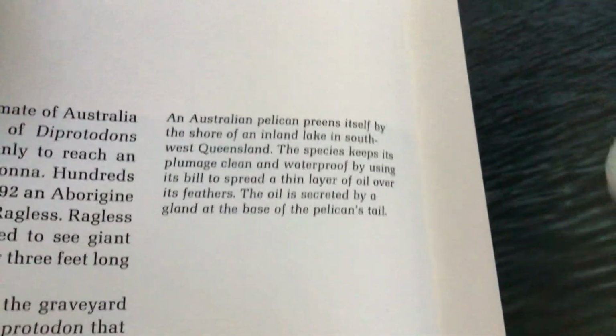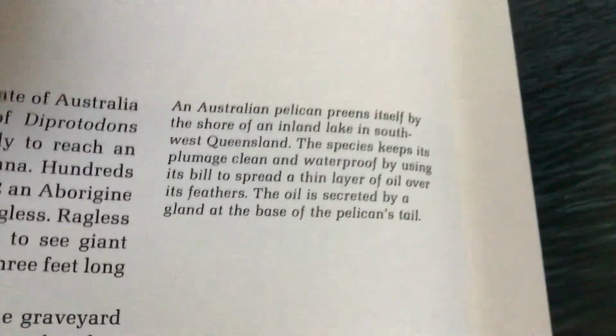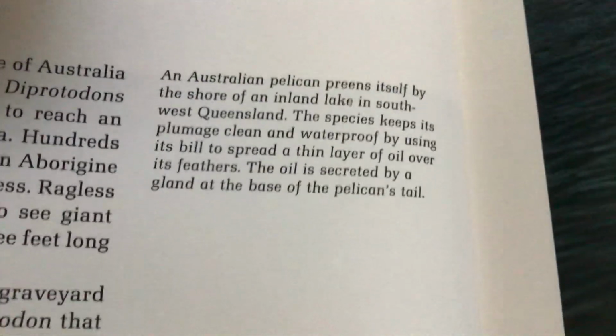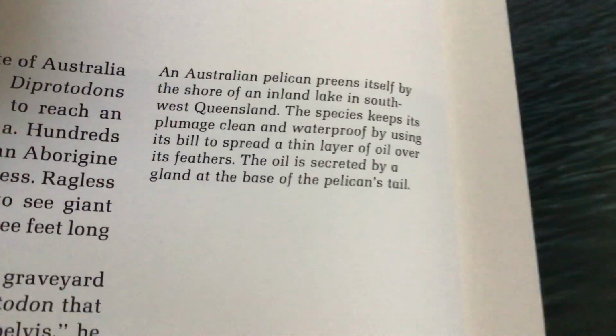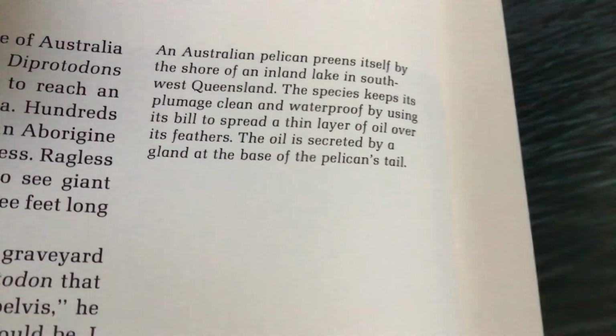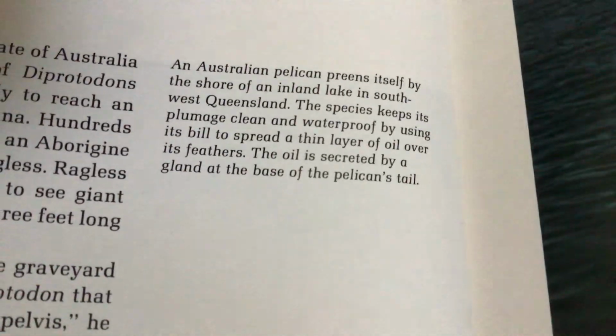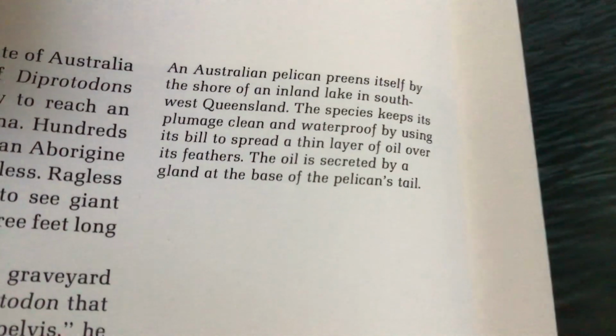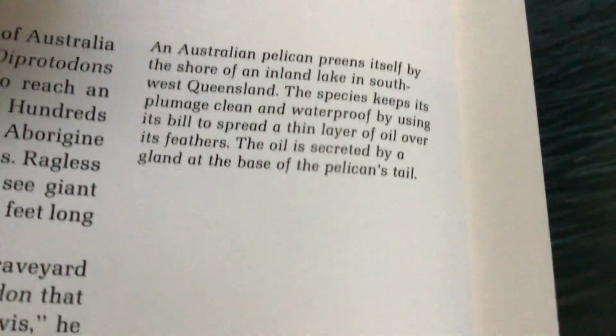An Australian pelican preens itself by the shore of an inland lake in southwest Queensland. This species keeps its plumage clean and waterproof by using its bill to spread a thin layer of oil over its feathers. The oil is secreted by a gland at the base of the pelican's tail. This is an Australian pelican.